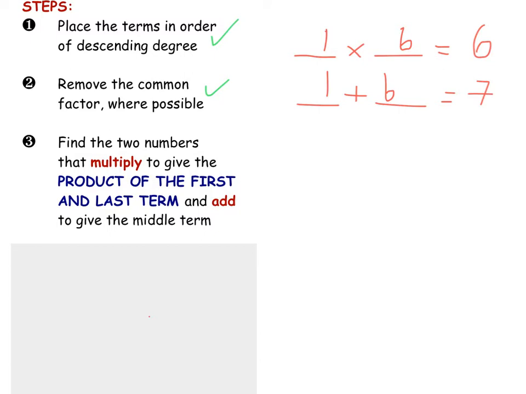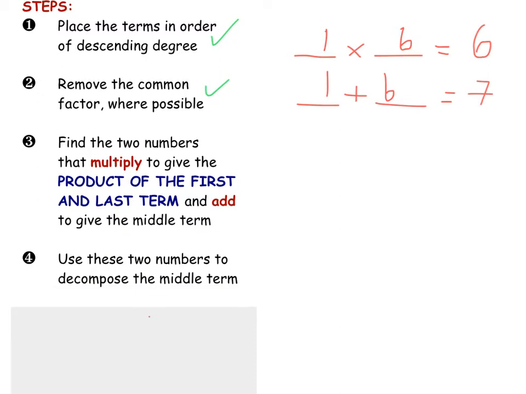So now, what do I do with those? This is the new part. I'm going to use these two numbers to decompose my middle term. I'm going to take my middle term and decompose it. So let me rewrite that equation first. The equation that I started with, let's refresh our memories, was 2x squared plus 7x plus 3.